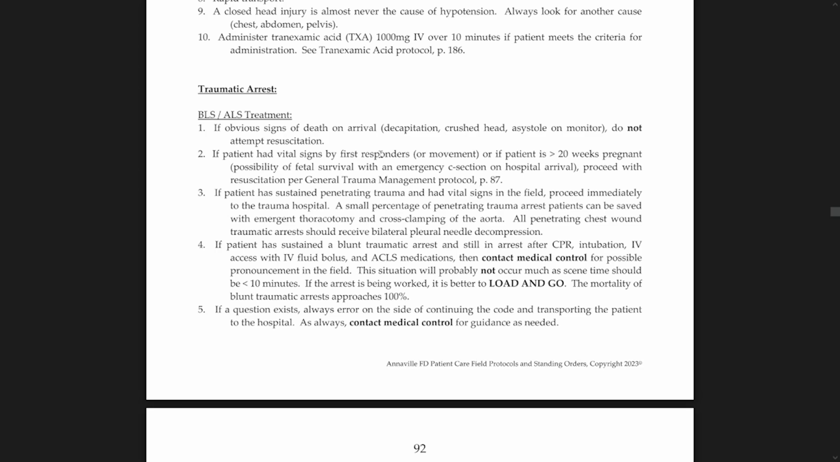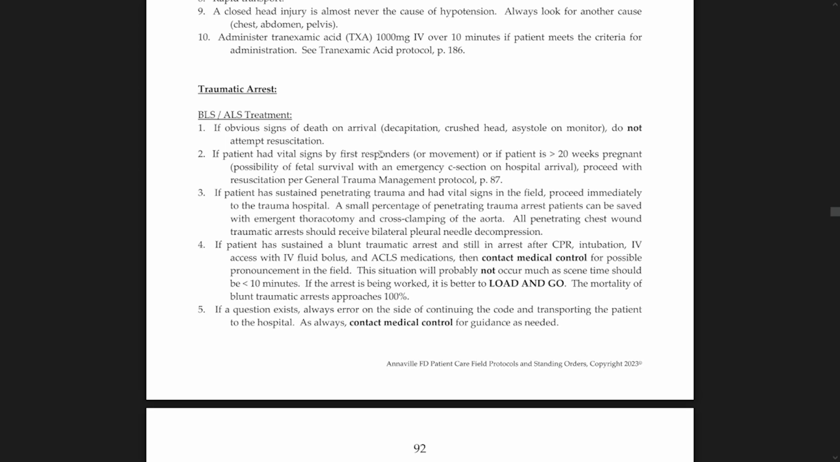If a patient has sustained penetrating trauma and has vital signs in the field, proceed immediately to the trauma hospital. A small percentage of penetrating trauma arrests can be saved with emergent thoracotomy and cross-clamping of the aorta. That's probably not how you pronounce that. All penetrating chest wounds in traumatic arrest should receive bilateral pleural needle decompressions.